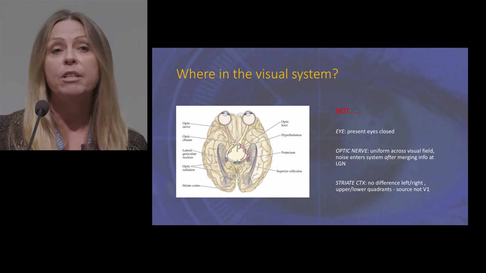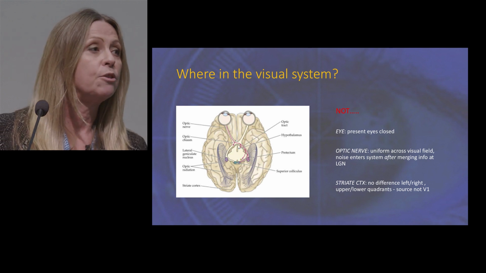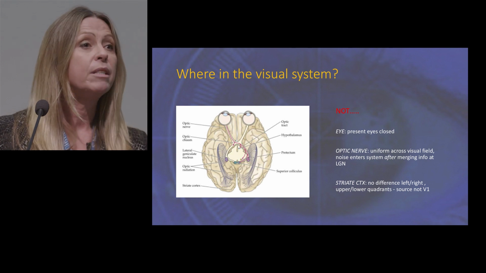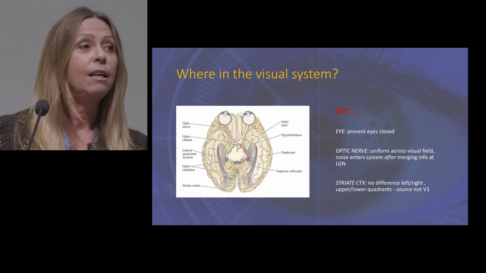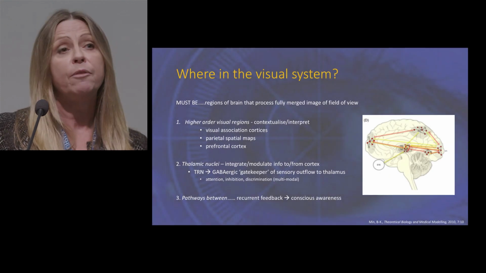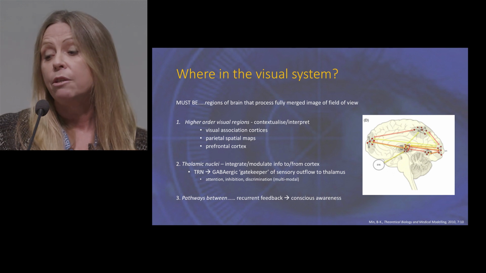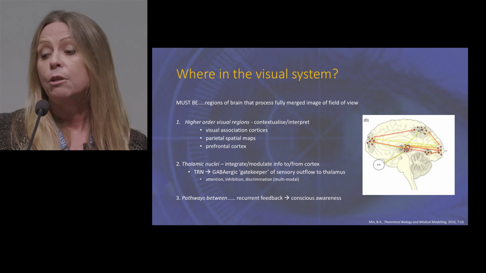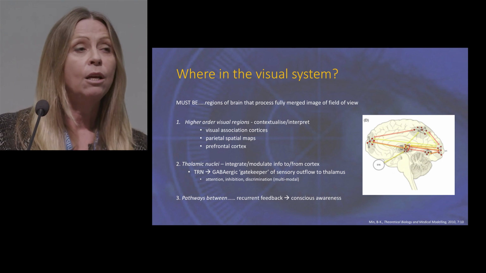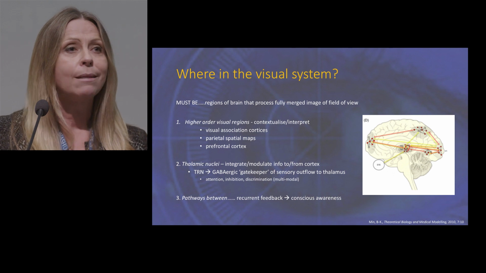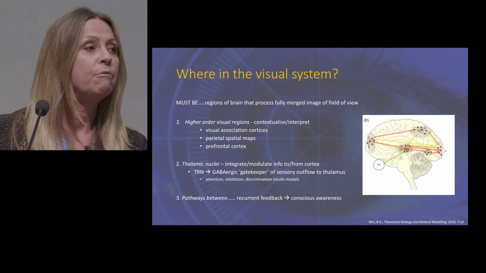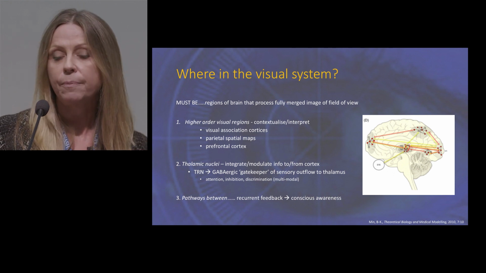And that's the case also with striate cortex or visual cortex, those early processing regions. There's no difference in left and right and up and down. So we know it's not located within visual cortex, and that's a good start. What it means is it has to be higher up, I guess, in the regions of the brain that process a fully merged image of the field of view. So I'm talking about the visual association cortices, parietal spatial maps, as well as prefrontal cortex. So all of those regions that allow us to make sense of what it is that we're seeing, so they're contextualising and interpreting the visual information that's fed back to visual cortex.